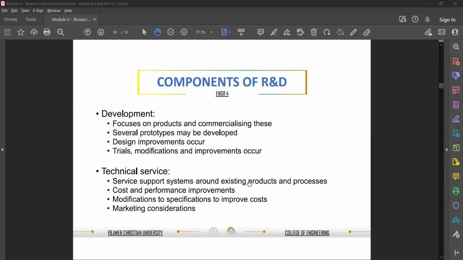So modifications to specifications to improve costs. So para ma-minimize yung cost, so ano yung pwedeng ma-modify sa ating ginamit na material? So instead of alloy, can we use steel? Can we use aluminum? Ayan, and so on. Then of course, marketing considerations. So ano yung pwede nating i-consider? So based sa survey, based sa research natin, ano yung mas gusto ng consumer? Ano yung mas gusto ng target audience natin? Ayan. So i-consider natin 'yan. Okay, so that is included in technical service.